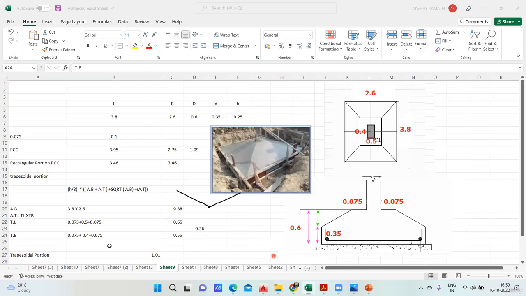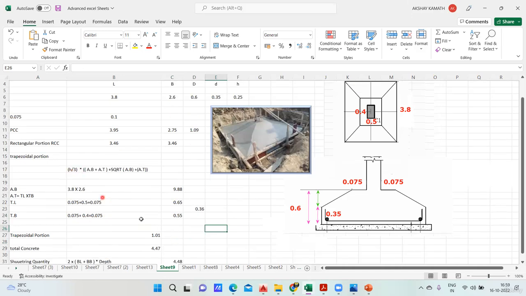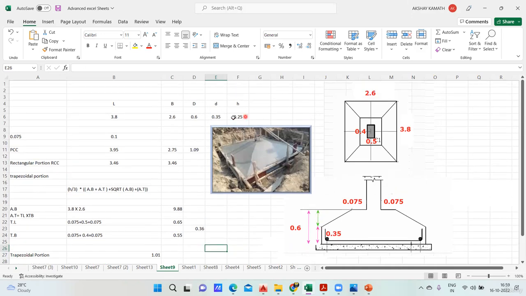I'm trying to do it here. See, now 0.075 plus 0.4 plus 0.075, you'll get 0.55. That's it. Once you get this, your task is done. Now you just have to input this in the formula. The formula says h by 3. What is h? h is this distance. How much was it? h was 0.25, that is 0.6 minus 0.35.